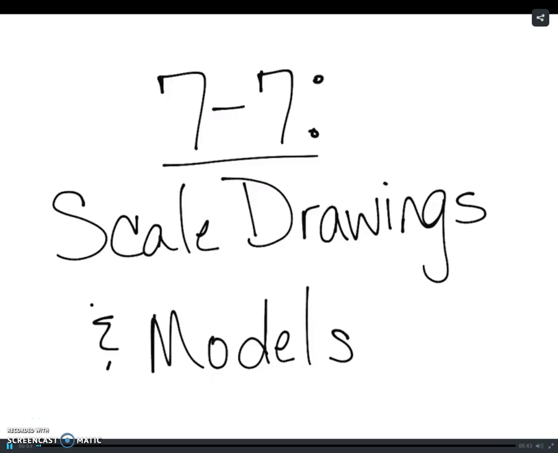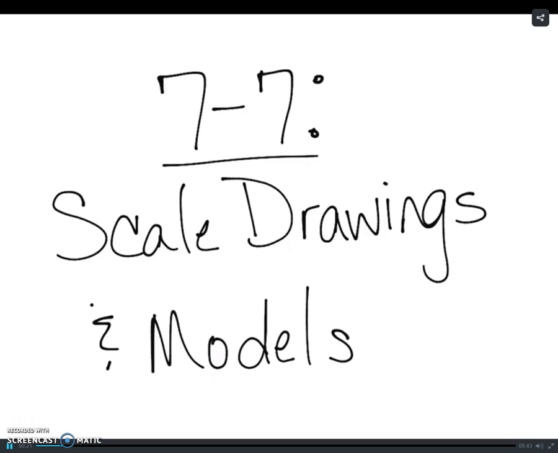Today we're talking about scale drawings and models. A scale drawing or scale model is an object or drawing that is proportional to the object that it represents. Okay? The scale is the ratio of the length of the model to the actual length.